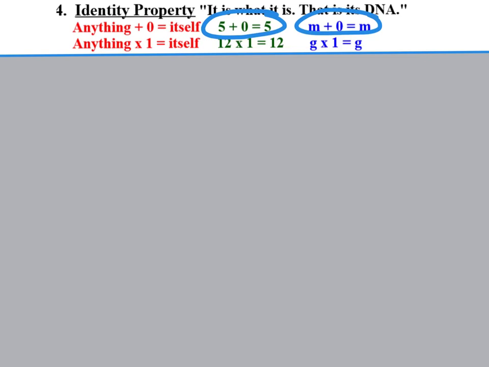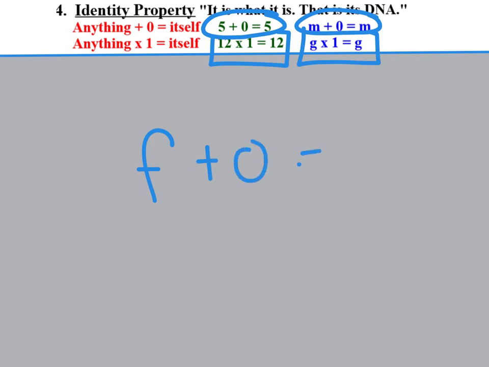It also works with multiplication when you are multiplying by 1. 12 times 1 stays a 12. G times 1 stays a G. So if I had an F and I added 0 to it, then I get F. And if I have M, one way you need to understand this is some people don't know what the coefficient of that M is. Well, if there's no coefficient, it's an understood 1, because 1 times M is M, so a lot of times we don't write that understood 1.